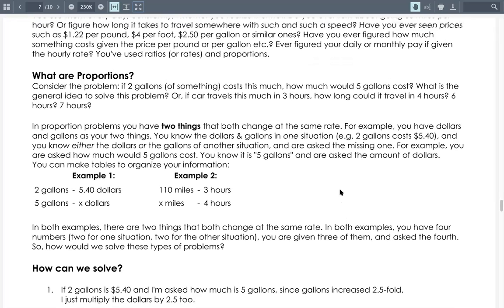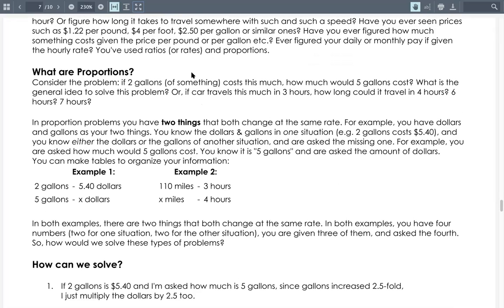All right. Let's see if we can solve a couple proportions. We have a couple of examples here. Example 1 and example 2, right? Apparently 2 gallons cost $5.40. How much does 5 gallons cost? If I can travel 110 miles in 3 hours, how many miles can I travel in 4 hours? Okay, so you guys get me those answers. What do I need to do?